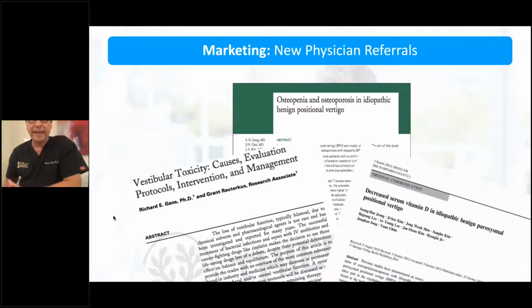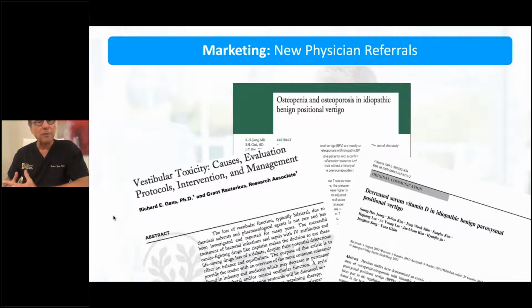Now, you might be thinking, well, how am I going to get physicians to refer to me? You've got to have the right story. So if you're going to an oncologist, you want to talk about cisplatin and chemotherapy. If you're going to an endocrinologist, you want to talk about diabetes. If you're going to a rheumatologist, you want to talk about osteopenia and osteoporosis. Right?